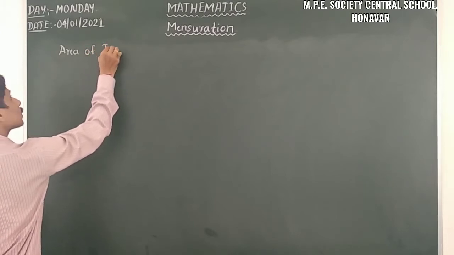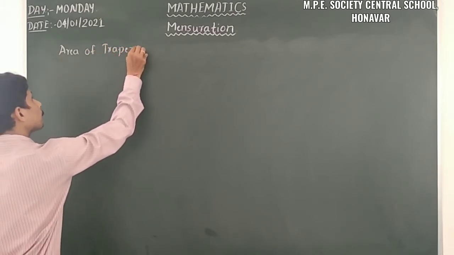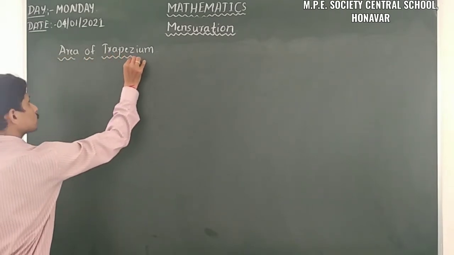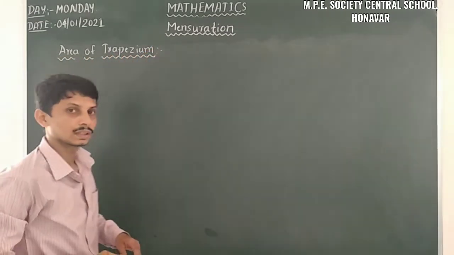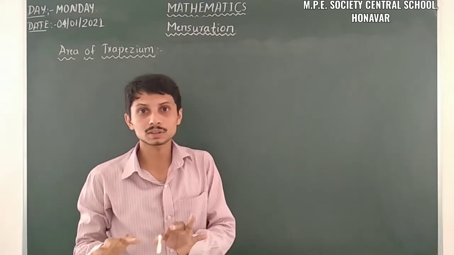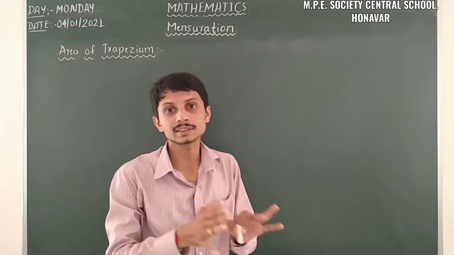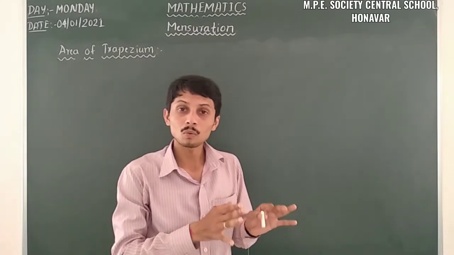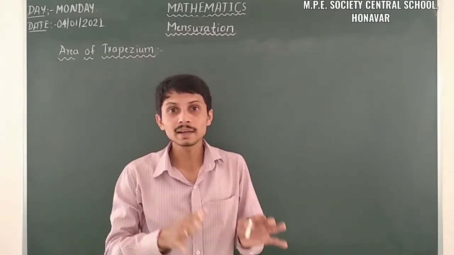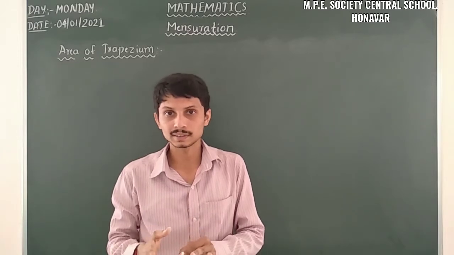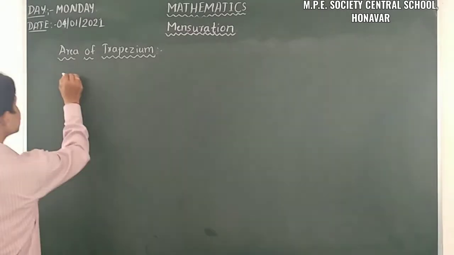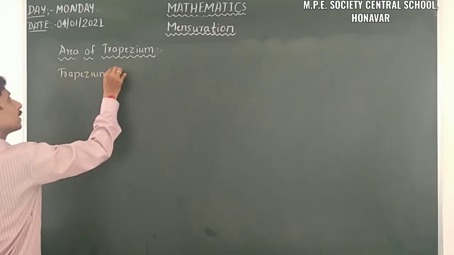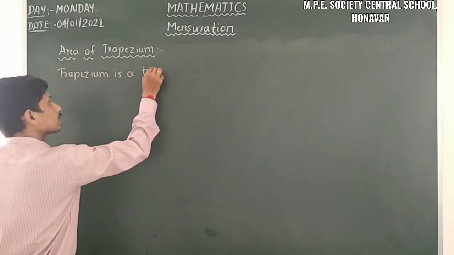Area of trapezium. I hope you know about the trapezium from the chapter Understanding Quadrilaterals. A trapezium is a type of quadrilateral having one pair of parallel sides and another pair of non-parallel sides.